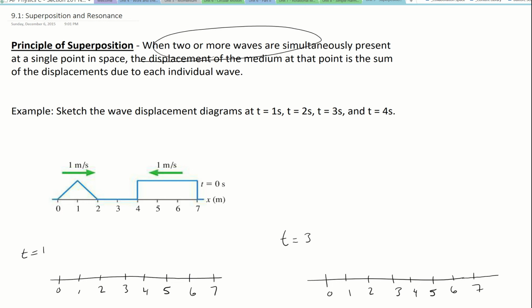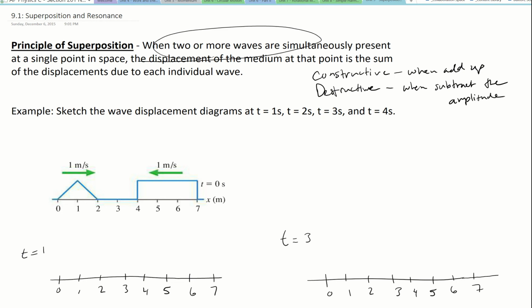The consequence this has for waves is that it provides us with either constructive or destructive interference. Remember those terms from last year, which were pretty straightforward, right? Constructive interference is when the waves add up, and destructive interference is when they subtract the amplitudes. I should mention that the waves themselves are not adding up, but the amplitudes of the string would be adding up at that position.